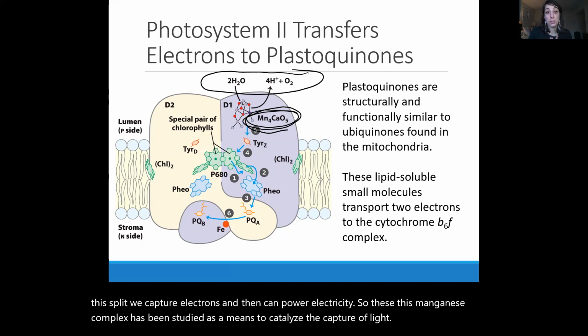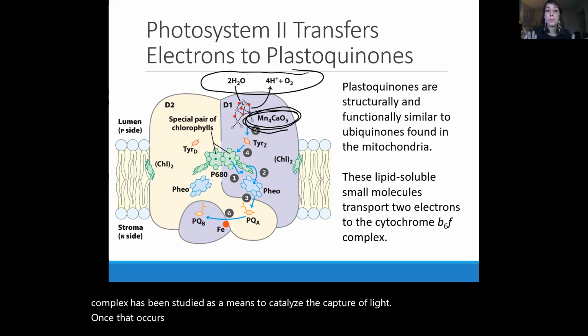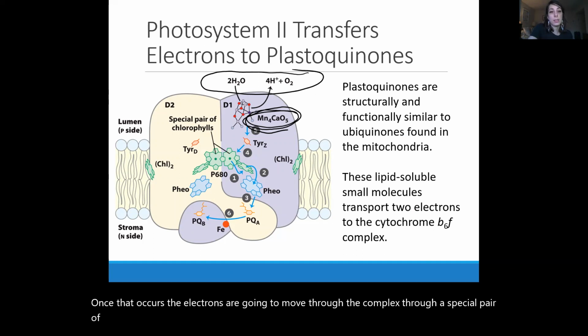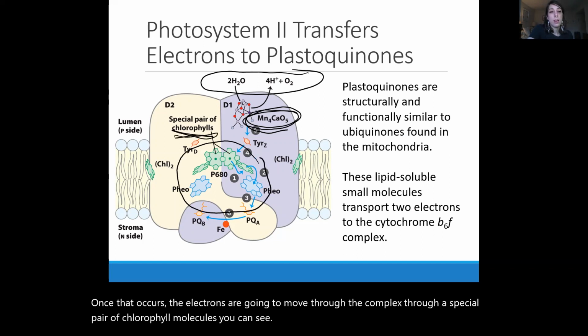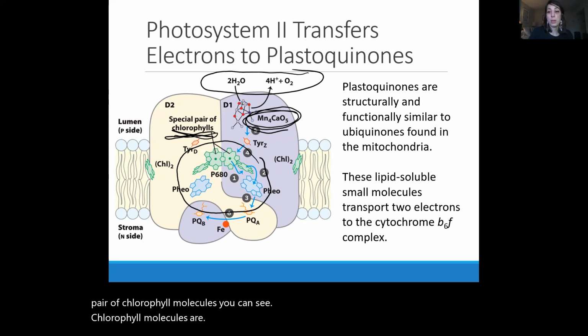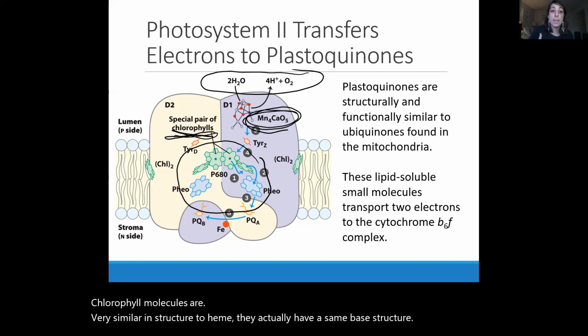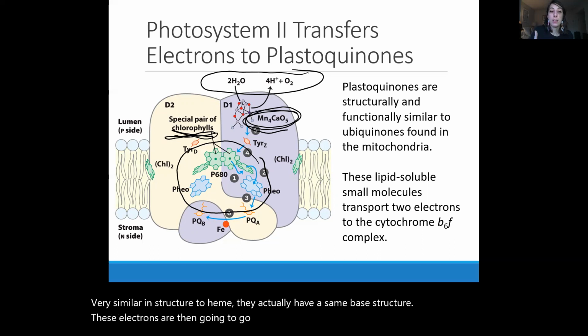Once that occurs, the electrons are going to move through the complex through a special pair of chlorophyll molecules. You can see chlorophyll molecules are very similar in structure to heme. They actually have the same base structure. These electrons are then going to go to a carrier called a plastiquinone.